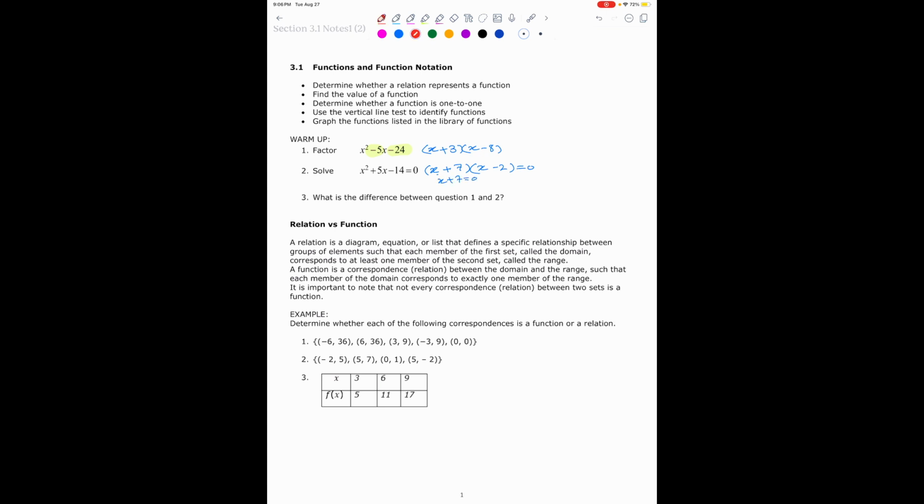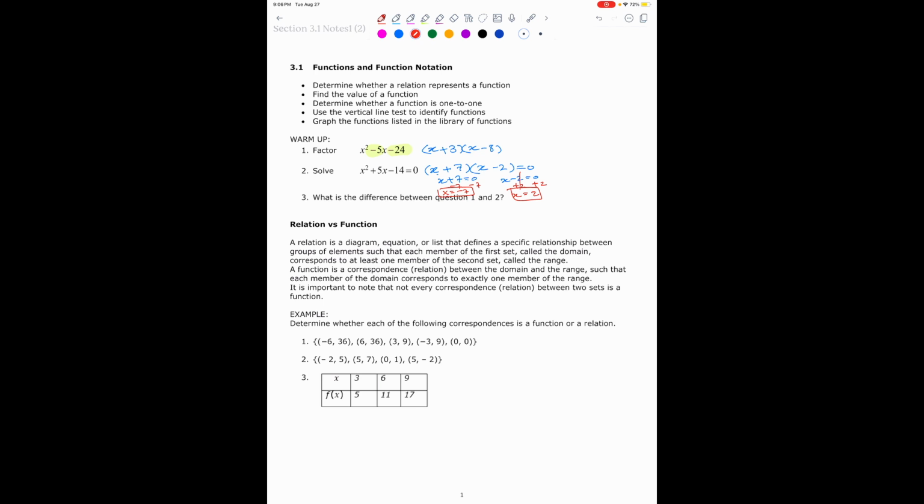We're going to solve this equation by subtracting 7 from both sides of the equation. So we get the answer x equals negative 7. That is one of the answers. For the other answer, we're going to make the other factor, x minus 2, equal to 0. We're going to solve that equation by adding 2 to both sides of the equation. So we get x equals 2. So the answer is x equals negative 7, x equals 2.